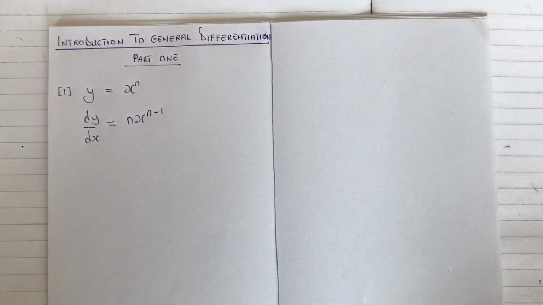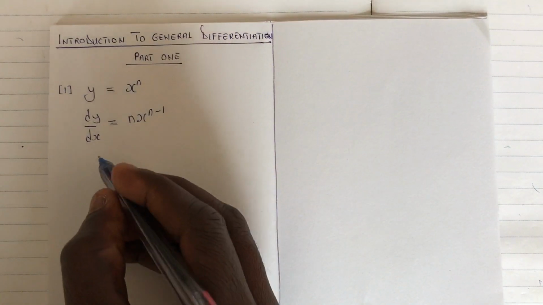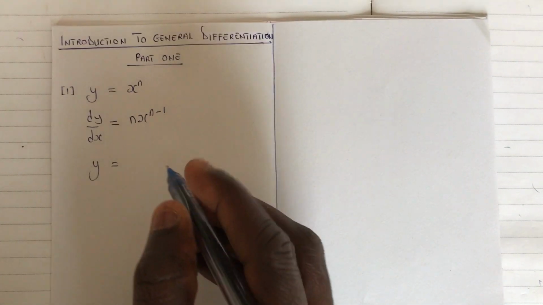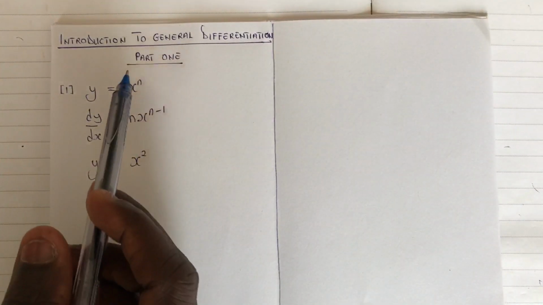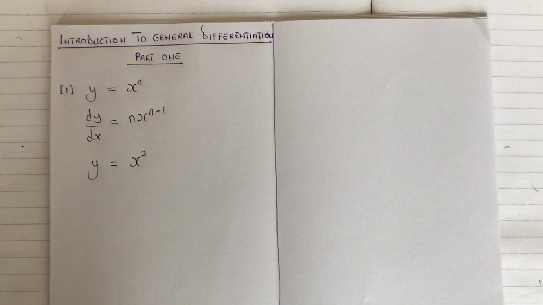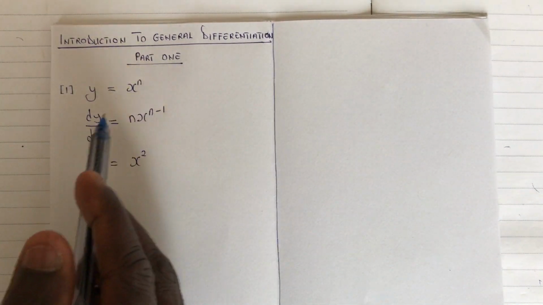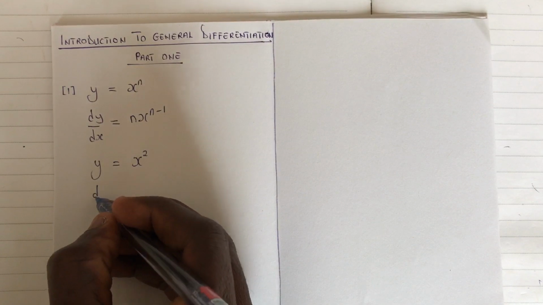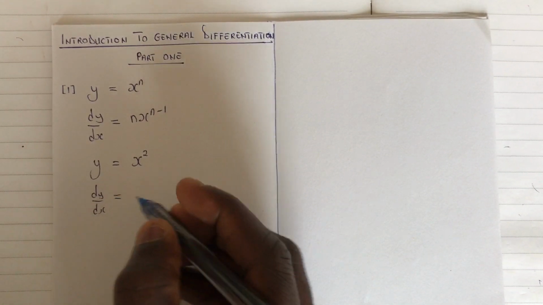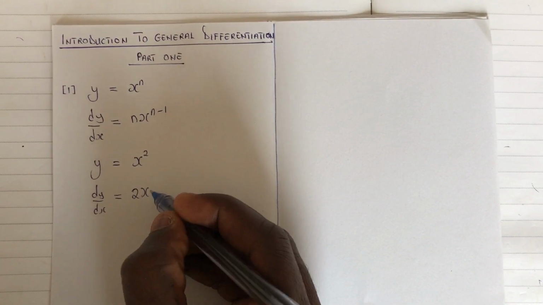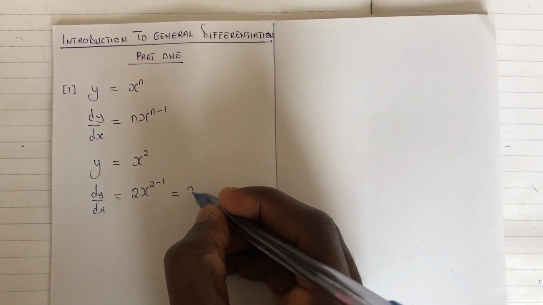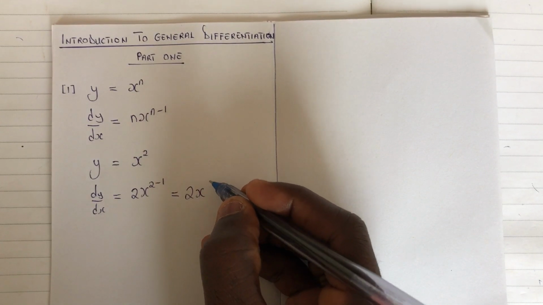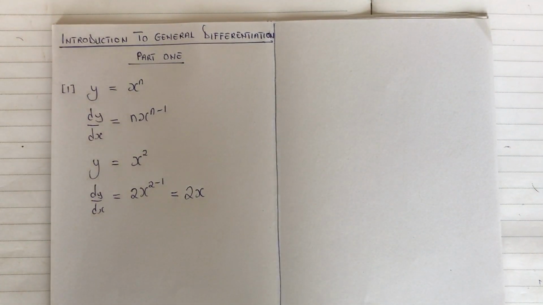Let me take an example. If I have y equals x raised to the power 2, where 2 is my exponent n, then from this rule, dy/dx will give us 2 times x raised to the power 2 minus 1. This result gives us 2x raised to the power 1, which I need not write. So this is our final result.